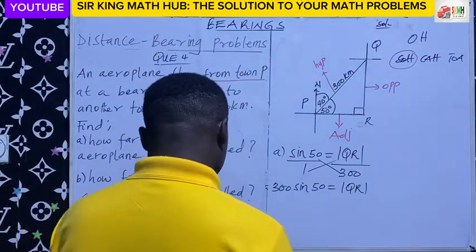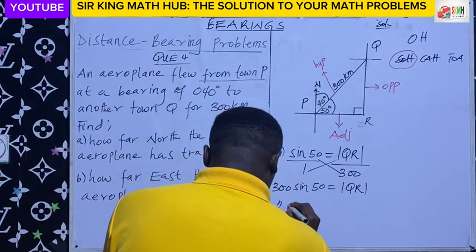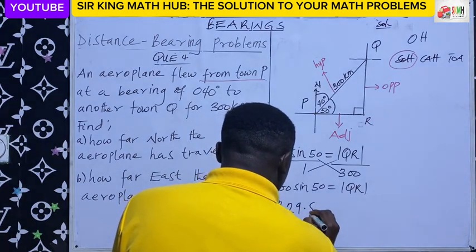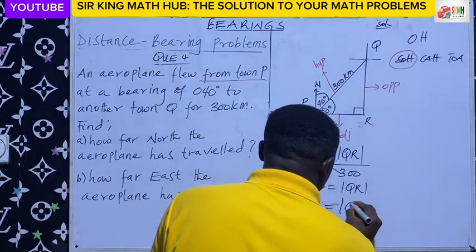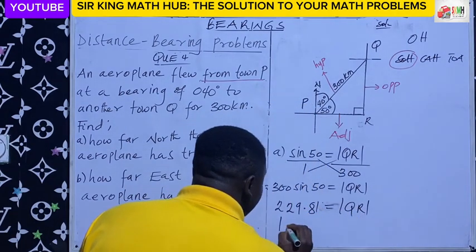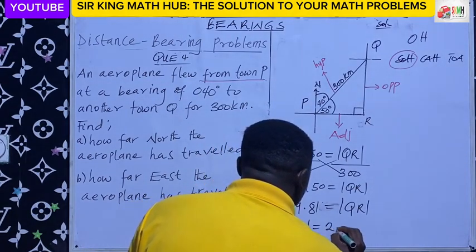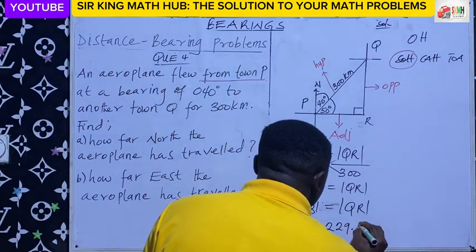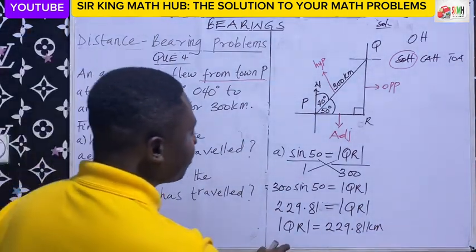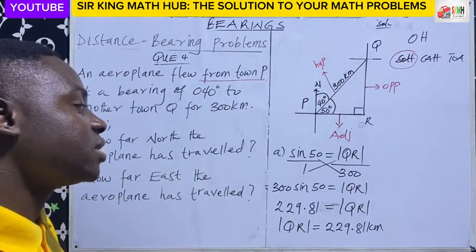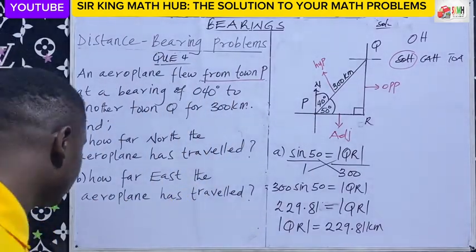That is, to 2 decimal places, 229.81. So finally, the aeroplane has traveled 229.81 kilometers north. That is how far north it has traveled, 229.81 kilometers. And then the last one, B, how far east it has traveled.